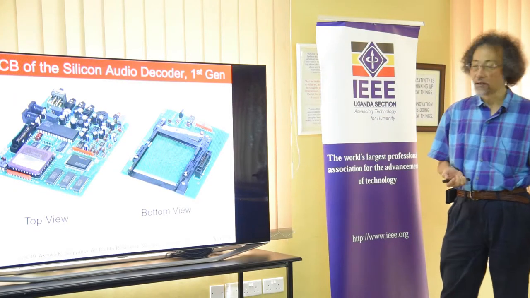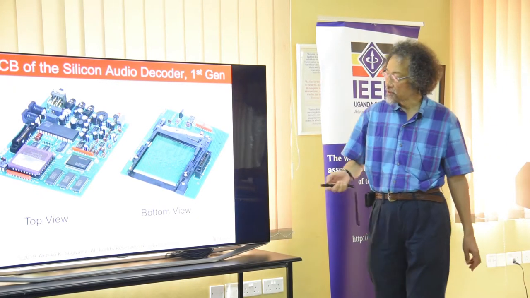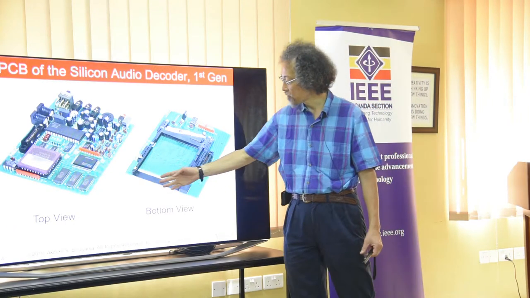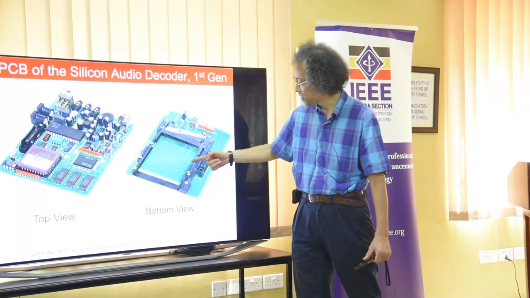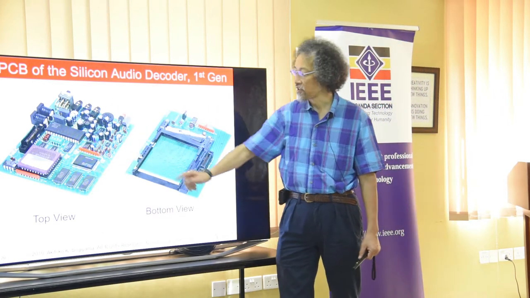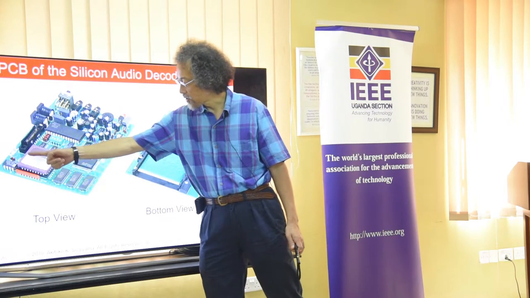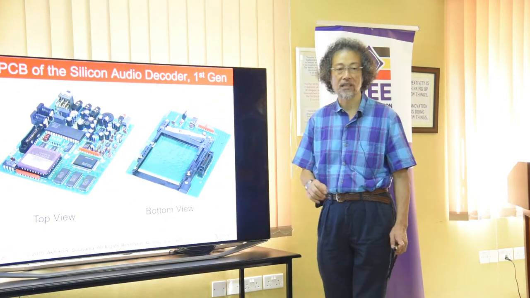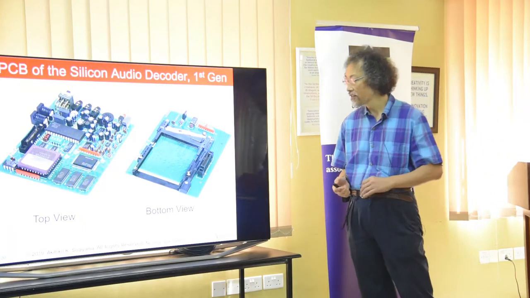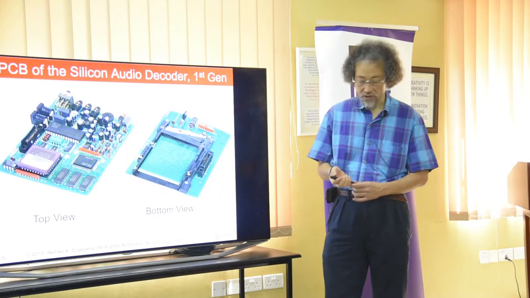And the printed circuit board looked like this. This is a top view. This is a bottom view. You inserted a memory card here in the bottom, and then on top you can see many discrete components. This is a general purpose signal processor, which is about 25 millimeters by 25 millimeters. It was not small. This is another chip, the bitstream decoder.